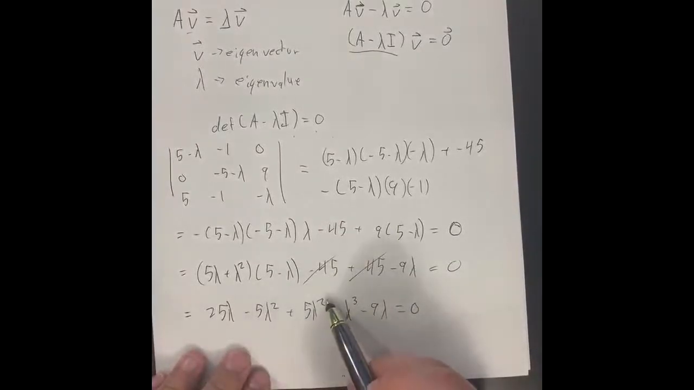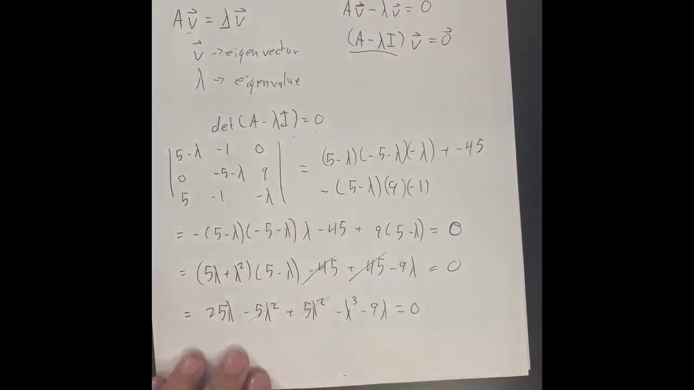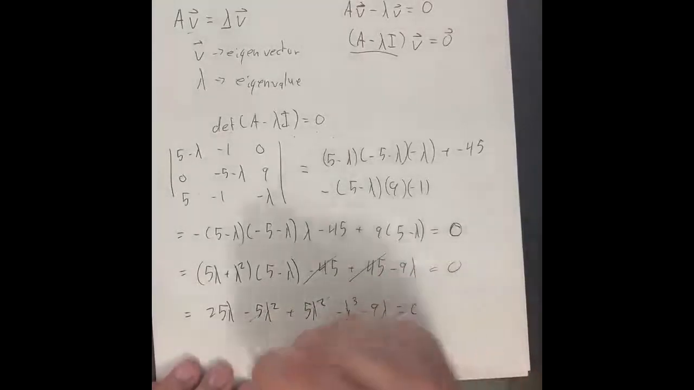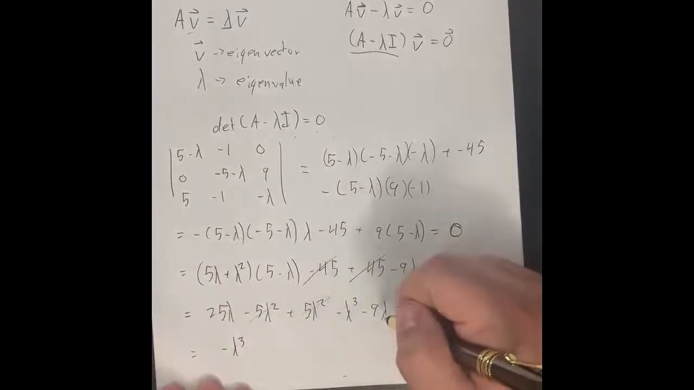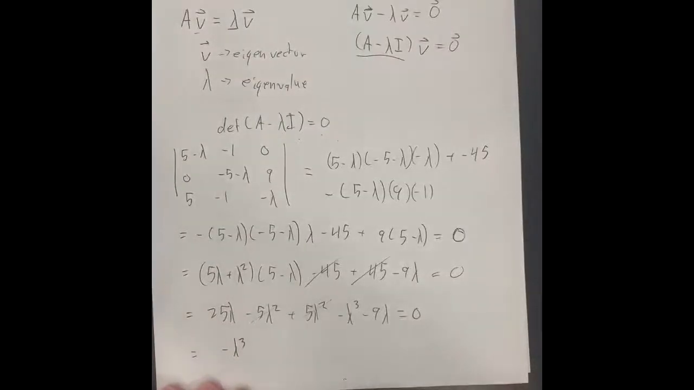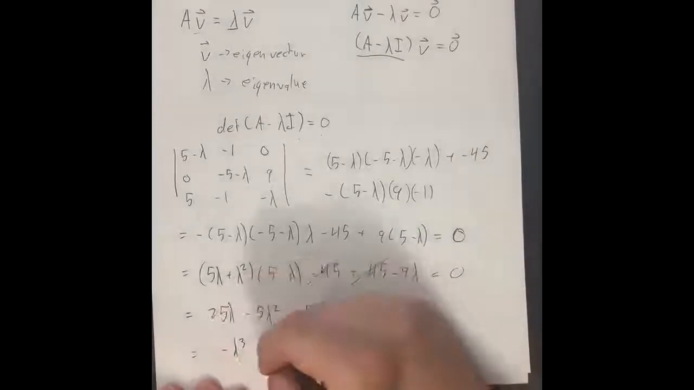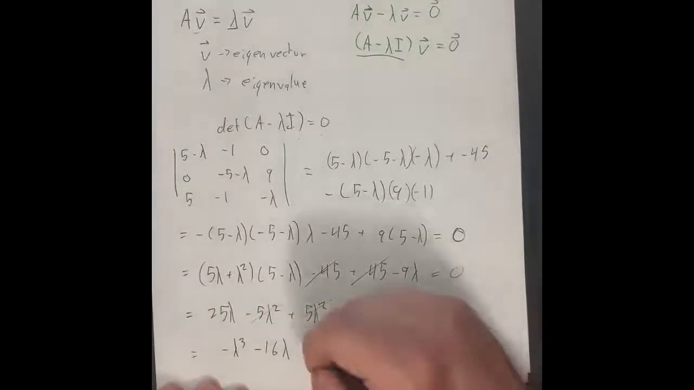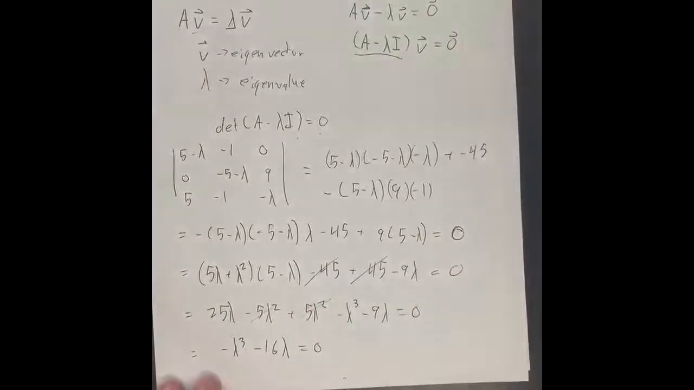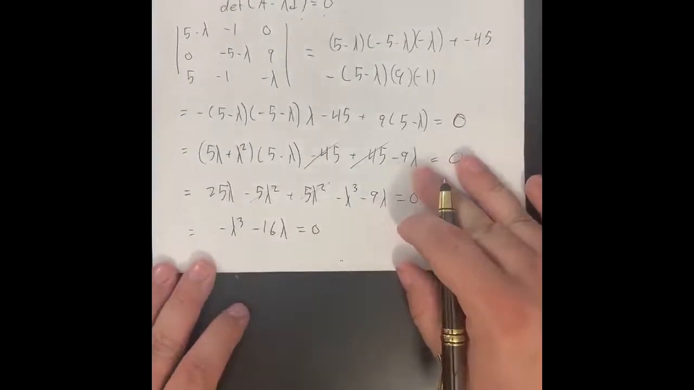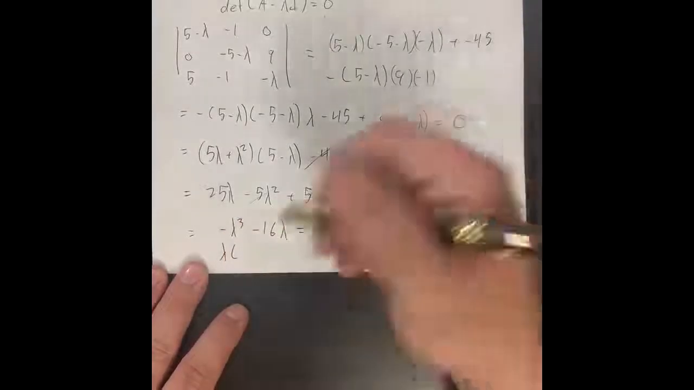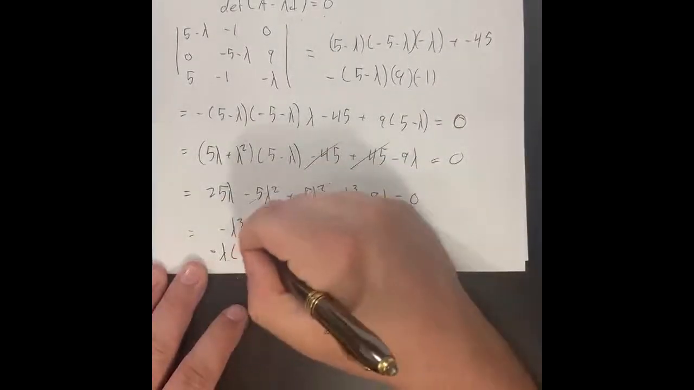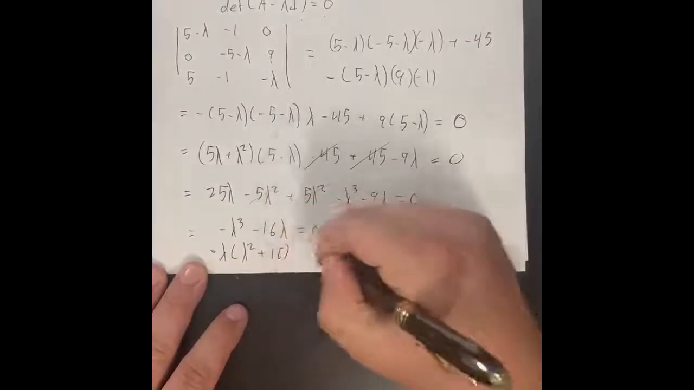All right, so the plus 5 lambda squared and the minus 5 lambda squared cancel. We're left with minus lambda cubed, and then minus 9 plus 25, which is plus 16 lambda, equals 0. Factoring out negative lambda, we have lambda squared plus 16 equals 0.